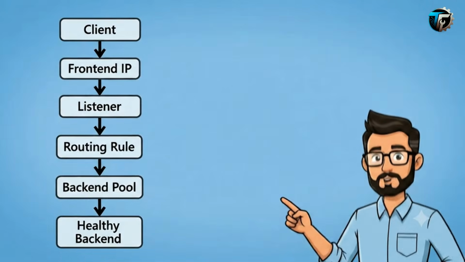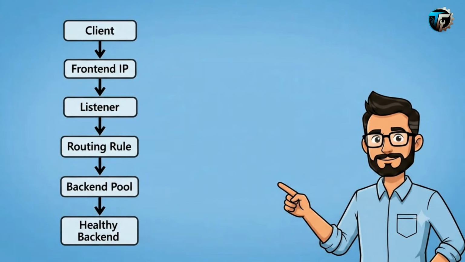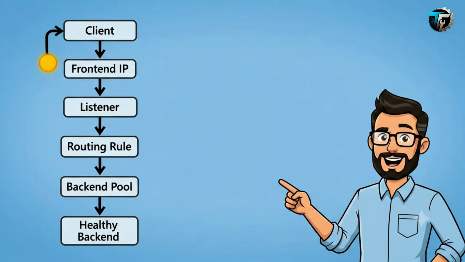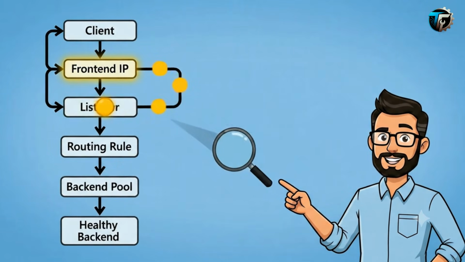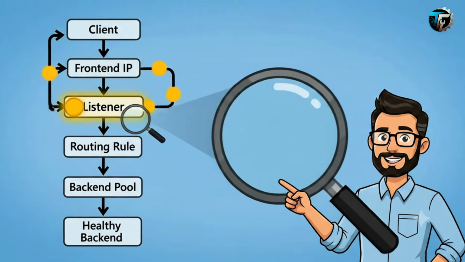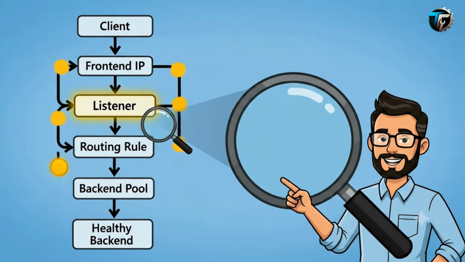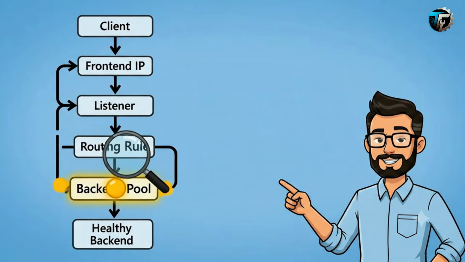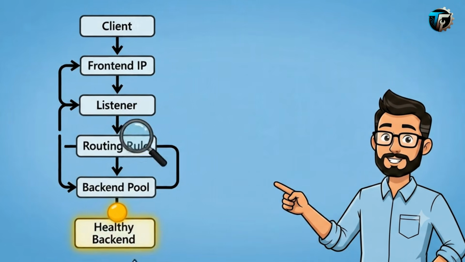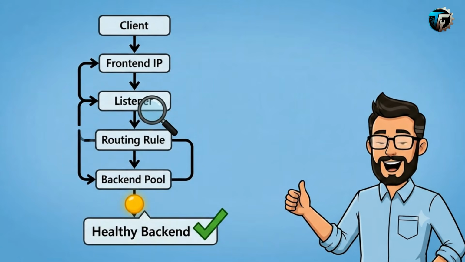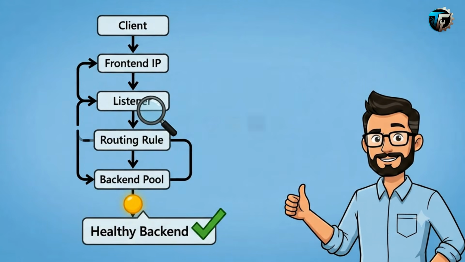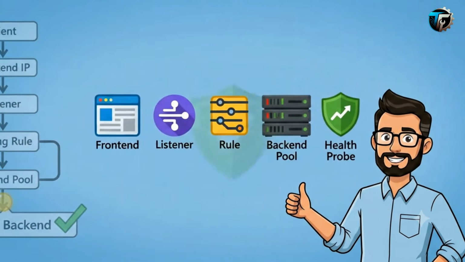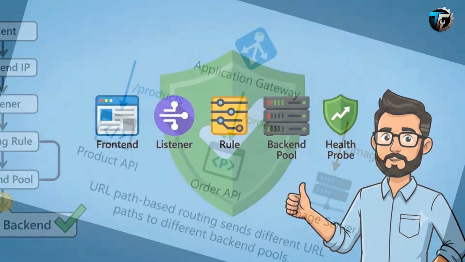Let's follow one request. The client connects to the Application Gateway frontend. A listener receives the request. The routing rule determines what should happen. The gateway selects the appropriate backend pool. Finally, the request is sent to a healthy backend. These are the building blocks I want you to remember: frontend, listener, rule, backend pool, and health probe.